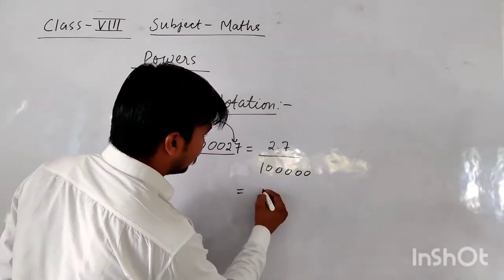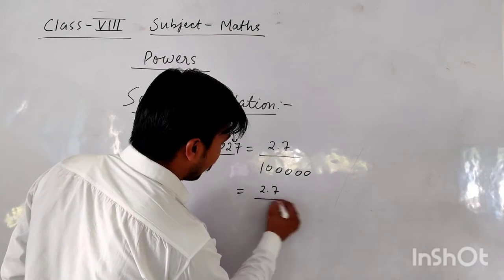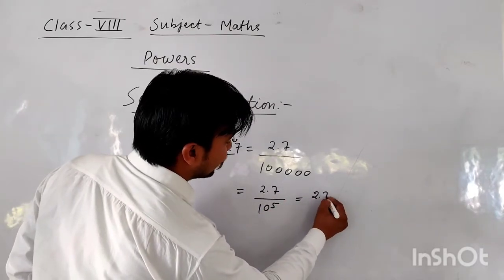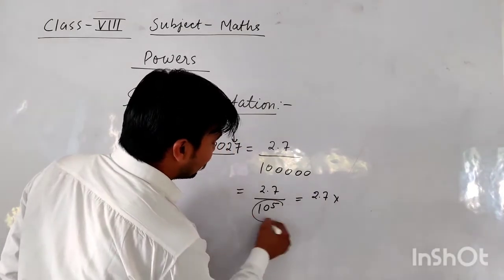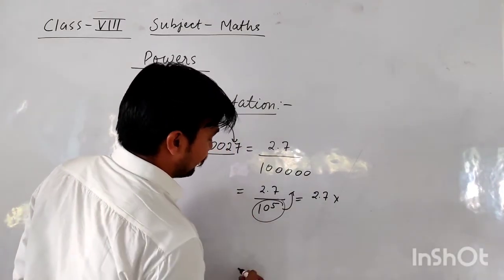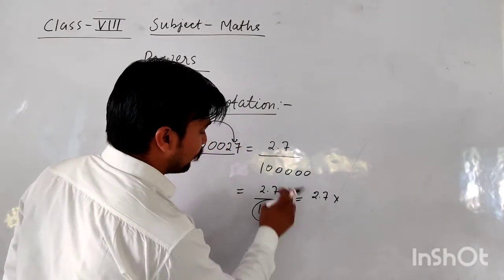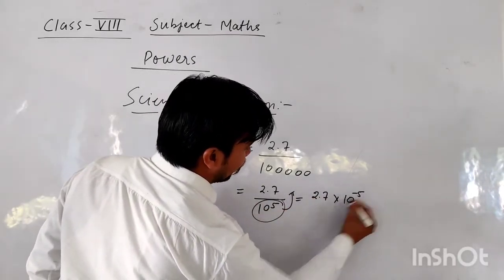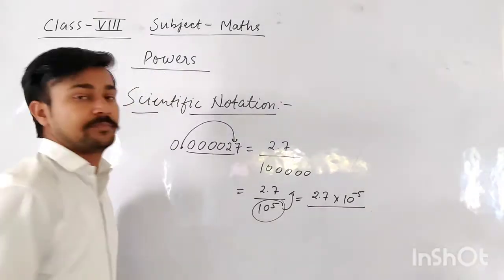This can also be written as 2.7 upon 10 the power 5, which can also be written as 2.7 into, अगर ये नंबर डिनोमिनेटर ऊपर जाता है तो इसकी पावर माइनस हो जाती है, 10 the power minus 5. This is the answer.